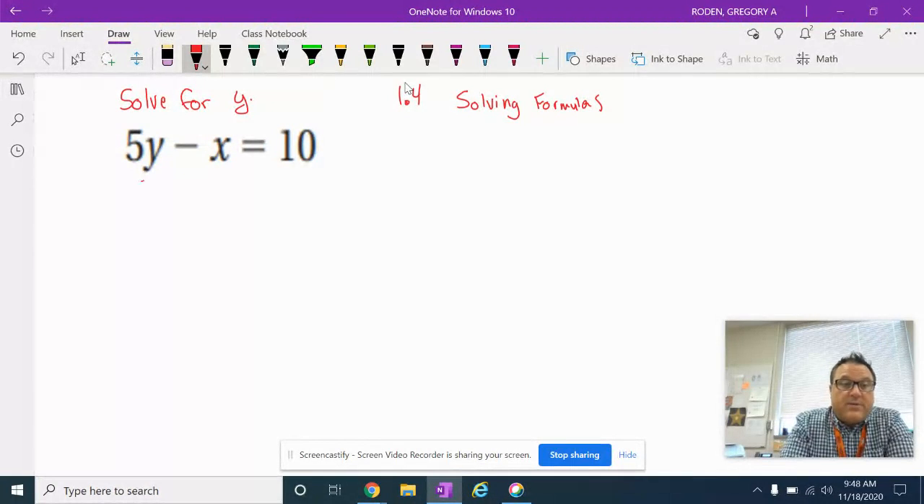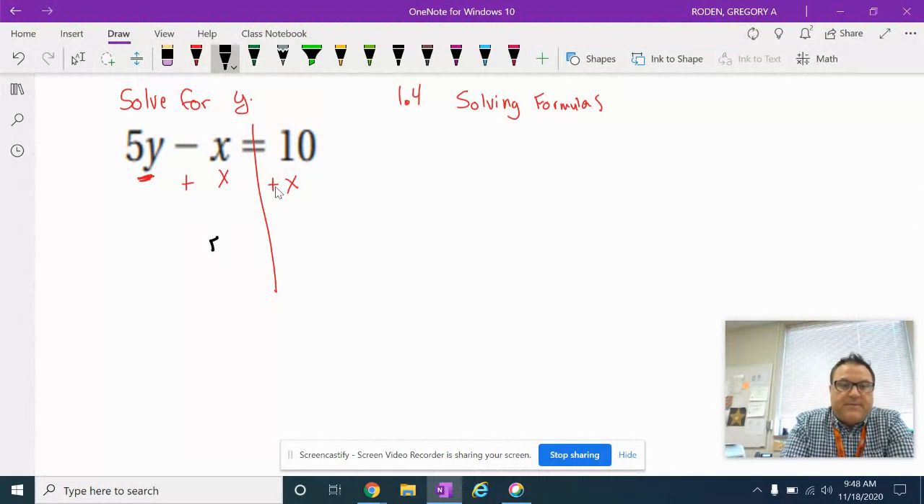Okay, so y is right here. Let's get y by itself. The first thing I'm going to do is get rid of the variable that I don't want on that side. There's no distributive property, there's no combining like terms. The variable on this side is a minus x, and how do I get rid of a minus x? I add x to both sides. Okay, see that?